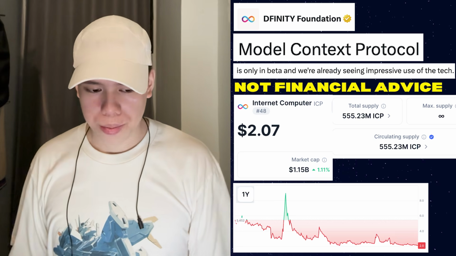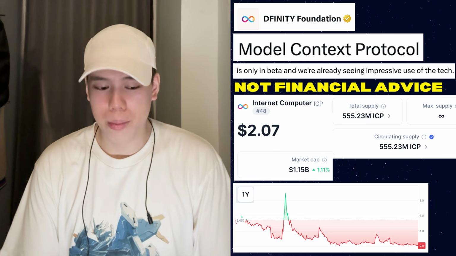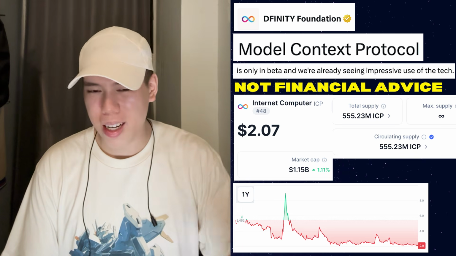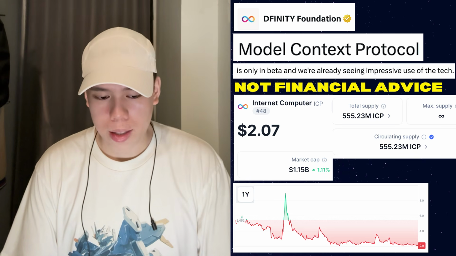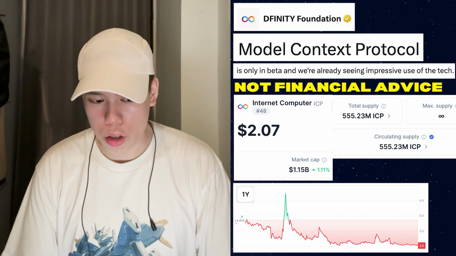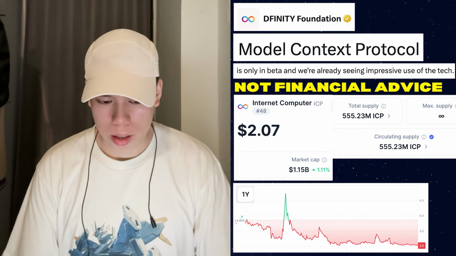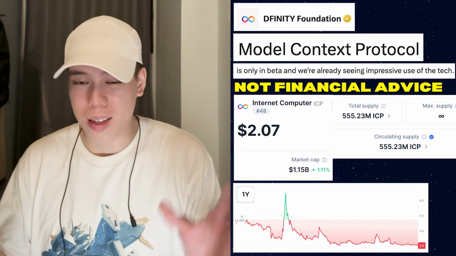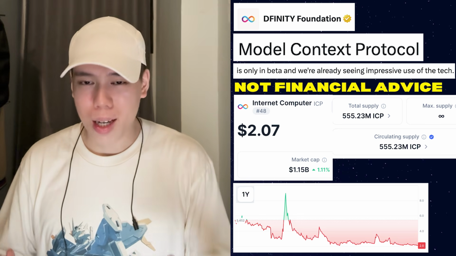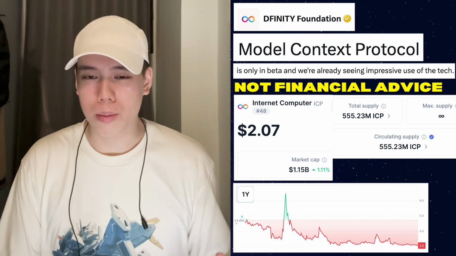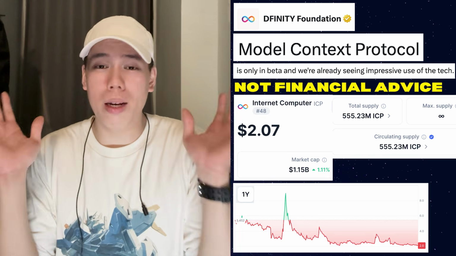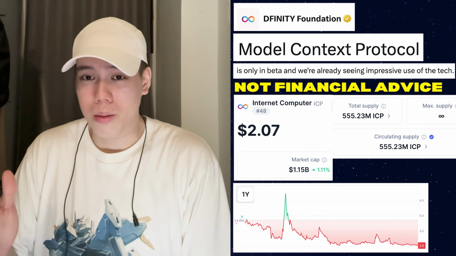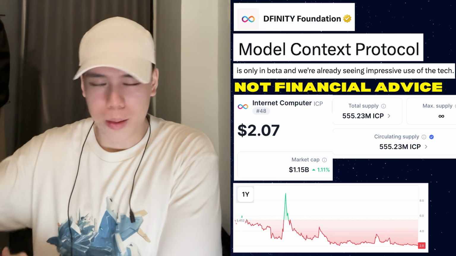So if we take a look at it, Dfinity recently made a post saying the Model Context Protocol is only in beta, so it's basically still in the testing phase. And they say they're already seeing impressive use of the technology. Let's take this into consideration. If they're already seeing it do pretty okay in the testing mode, so to speak, that sometimes hints at the fact that they could be closer to fully launching it. Because imagine if they made a post and said, oh, we discovered so many issues, then that's not a good thing. That means we're probably delayed, right, when it comes to seeing the full-on launch.